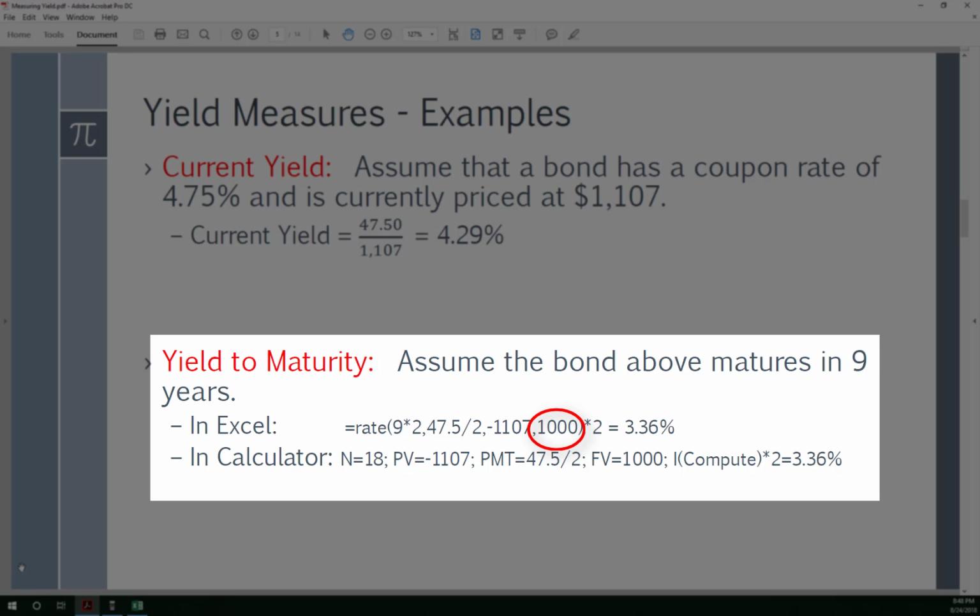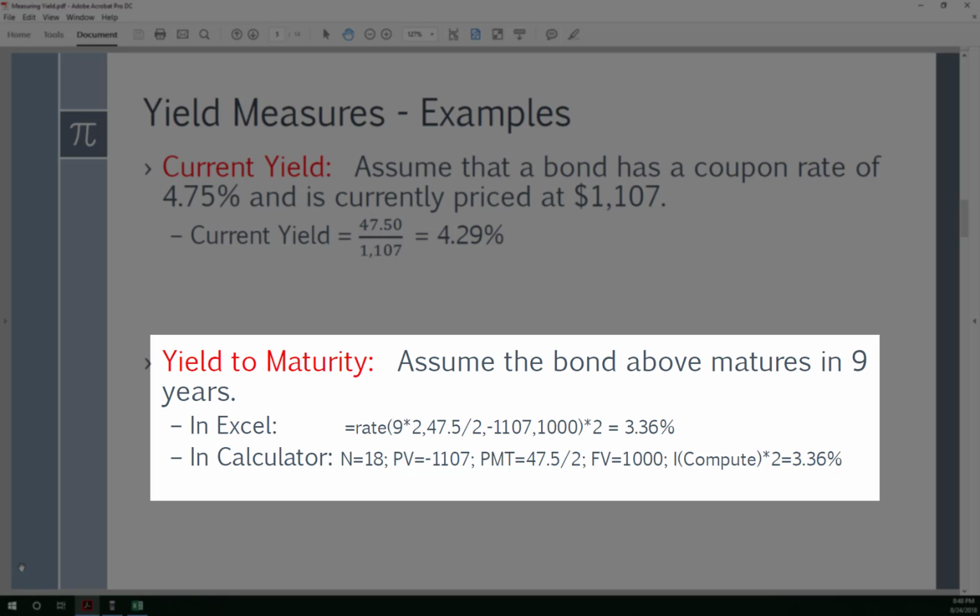We get that result, we need to multiply it times 2 to get the bond equivalent yield, the annualized yield, and that's going to be 3.36%. It is important that you double that rate, that you don't just report the periodic rate that your calculator spits out to you. You need to go ahead and convert that to an annualized number every time.